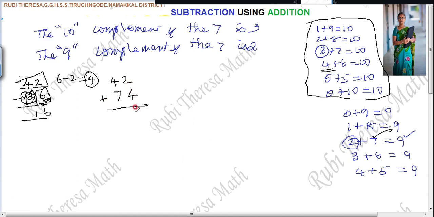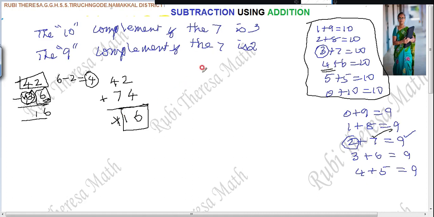So 2 plus 4 is 6. While you are adding, how do you have to add? That also, based on 10, you add it. 4 plus 6, 10. 10 plus 1, 11. Otherwise, 7 plus 3, 10. 10 plus 1, 11. The last one should be struck out. So what is the answer? 16 is the answer. Is it okay?